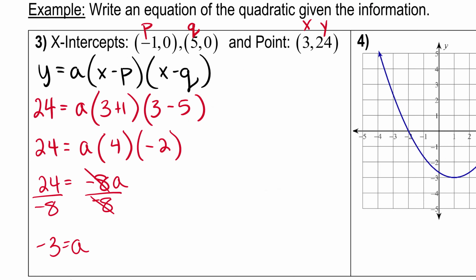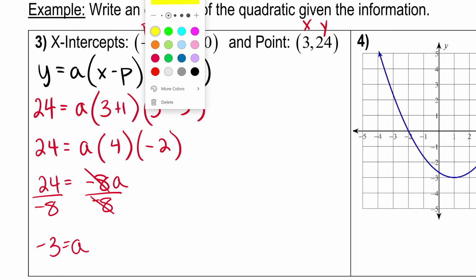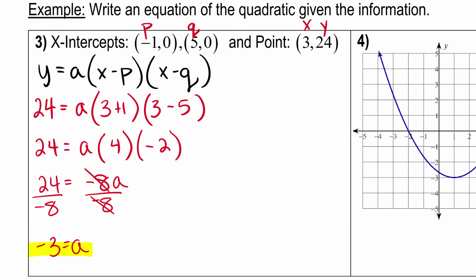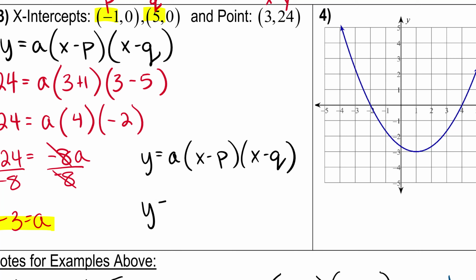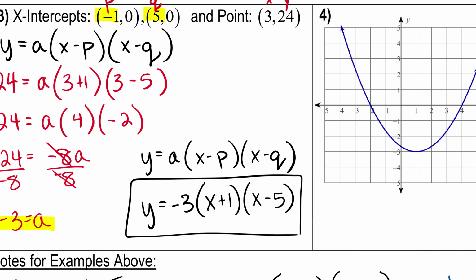Okay, so just like the last one, once I find A, all I need is A, and then P and Q, and that's it. So I'm going to go ahead and write y equals A, x minus P, x minus Q, and now I'll replace A, P, and Q. So I have y equals A is -3, x, P is -1, so I did +1, and then Q is 5, so -5, and that's my whole answer. And that's it. Pretty easy.